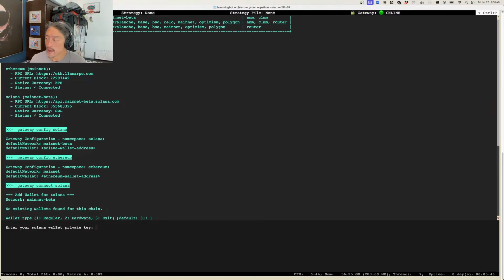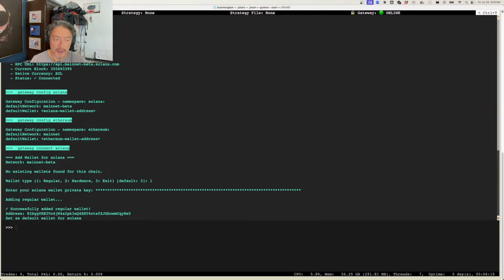So we'll need to get our Solana wallet private key. Let me copy that and paste it in. This key will be saved locally, and it'll be saved encrypted with the passphrase we used when we started Gateway. You still want to make sure it's safe though, so it's important not to leak it. That's why when you paste it like this, it's not exposed to the public. And now, if it's successful, you'll see it's added a regular wallet.